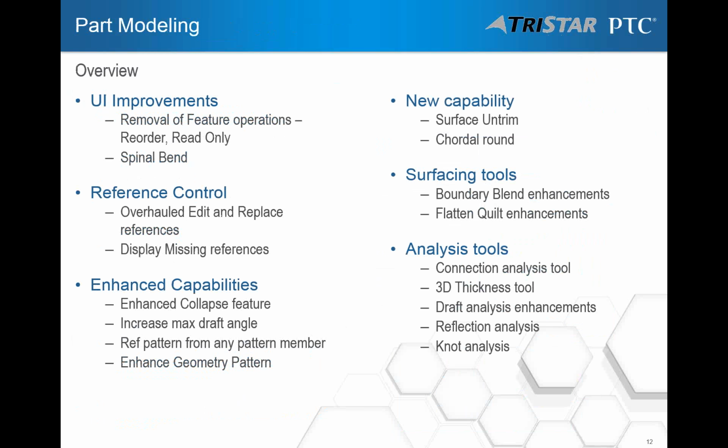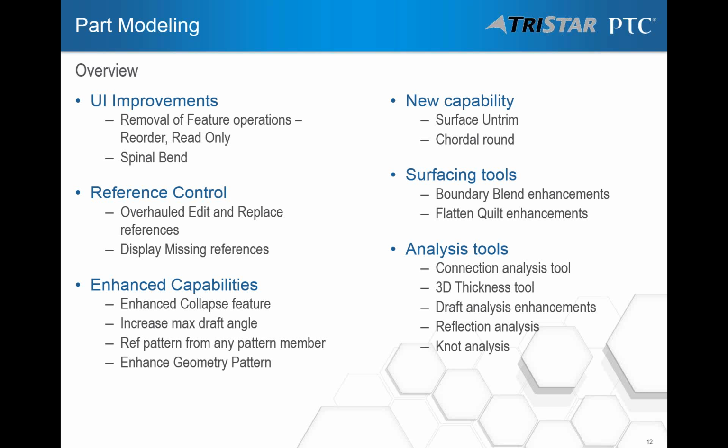As far as part modeling, there are some user improvements around the removal of feature operations, reorder, read-only, and a new spinal bend interface. There are some reference control enhancements, an overhaul of the ability to edit and replace references, also displaying missing references when trying to edit the definition of failed features. There are enhanced capabilities with collapse, the increased maximum draft angle, the ability to reference pattern now from any pattern number, and there are also enhancements to the geometry pattern.